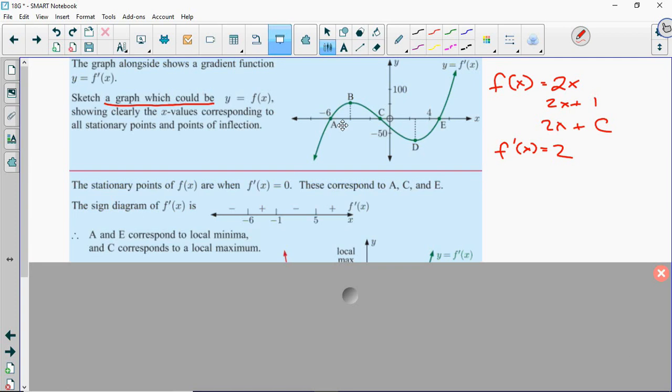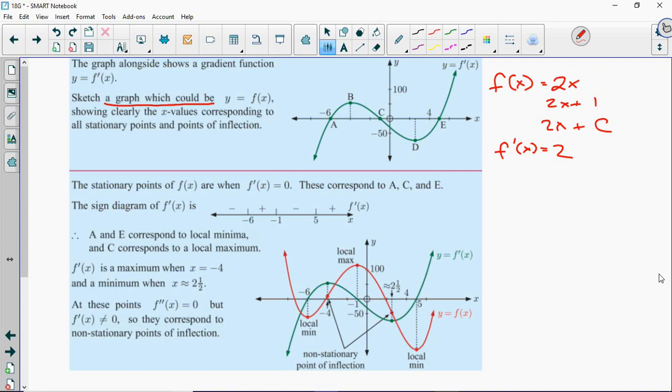I then turn my attention to points B and D. This is a max and a min for f prime. That means they're going to correspond to values where the second derivative is equal to 0. So those will be inflection points on my original graph. But because these inflection points are not also zeros of the first derivative, that means that they must be non-stationary for the original graph.